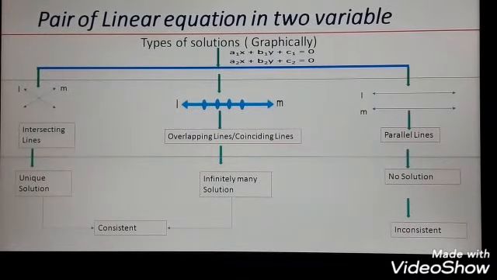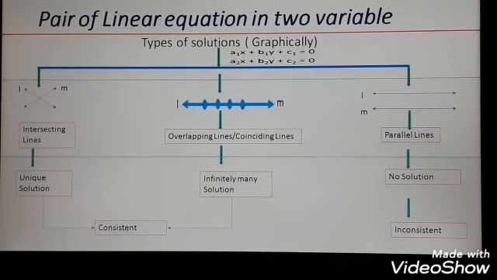So there are three possibilities when you draw a graph. The two lines which we plot on the graph, they can intersect. Now when we are talking about solutions, we only see the common points. How many common points are there in the two lines? If there is one common point, it will have one solution. If it is having two common points, it will have two solutions. So let's see. When the lines are intersecting, they have only one common point.